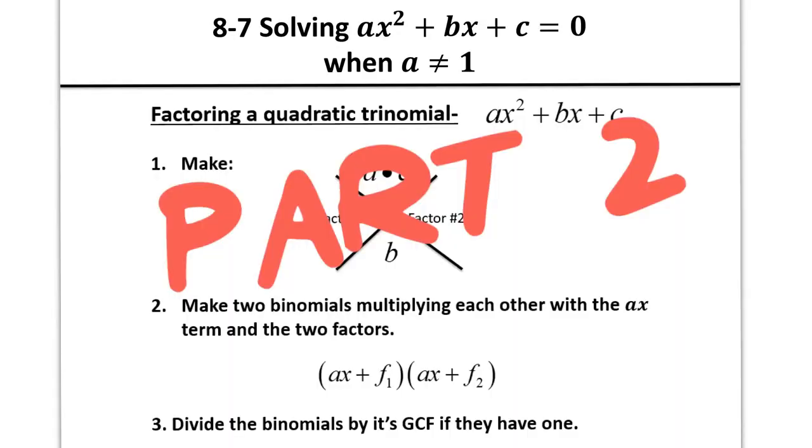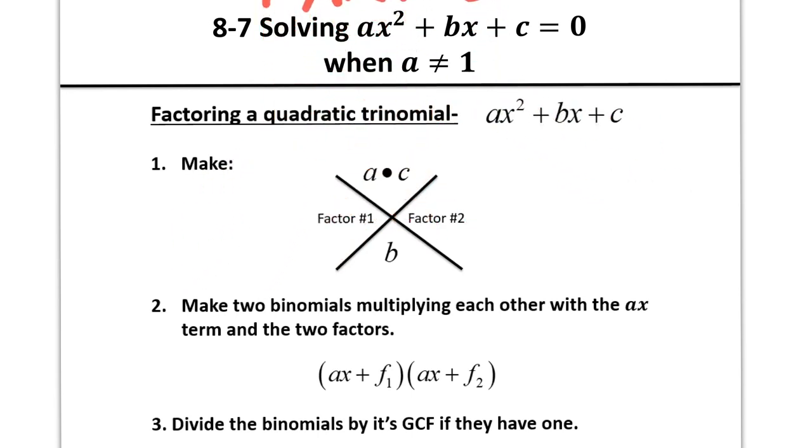Hey, what's up guys? This video is for section 8.7 and this is part 2. So now we're going to look at how to solve a quadratic trinomial equation, a quadratic equation when it is in the form ax squared plus bx plus c equal to 0 and the a value is not equal to 1. So remember that last video for this section I showed you guys how to factor those trinomials when a is not 1, and I'm going to give you guys those steps because we are going to solve by factoring today.